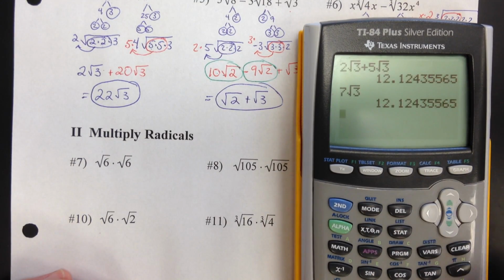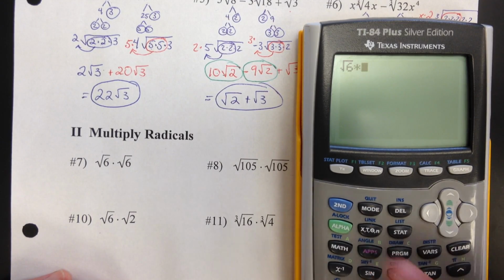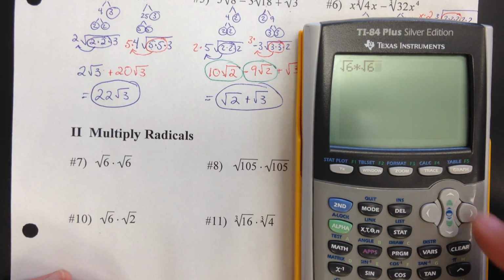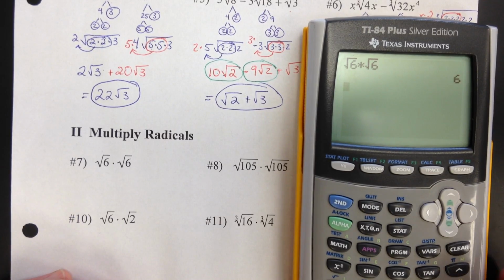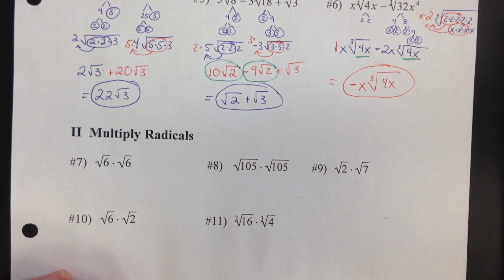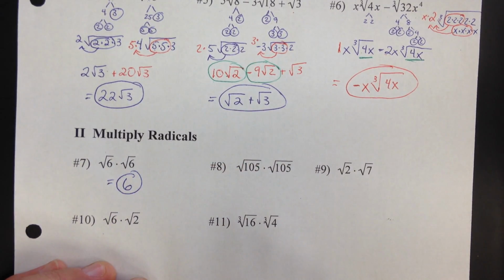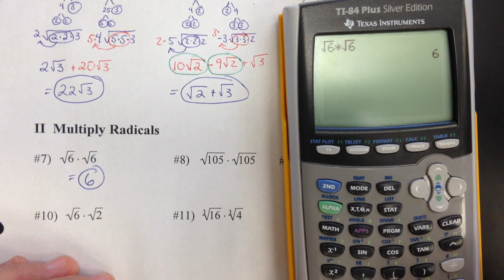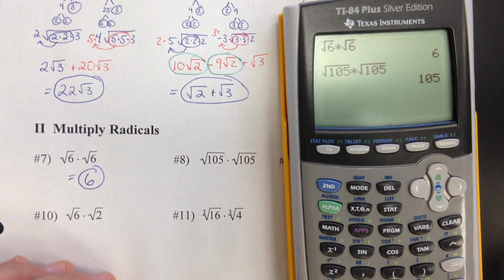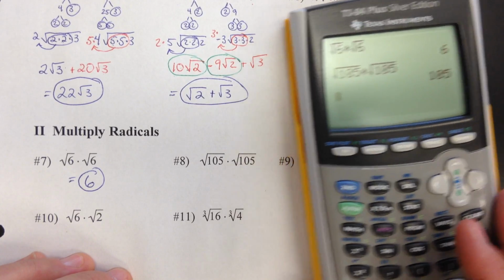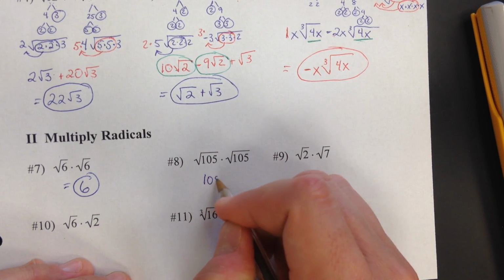If I do that on the calculator, square root of 6 times square root of 6, we get 6. Interesting. Square root of 6 times square root of 6 is just 6. How about the square root of 105 times the square root of 105? Enter. 105. Interesting. Get the same thing.